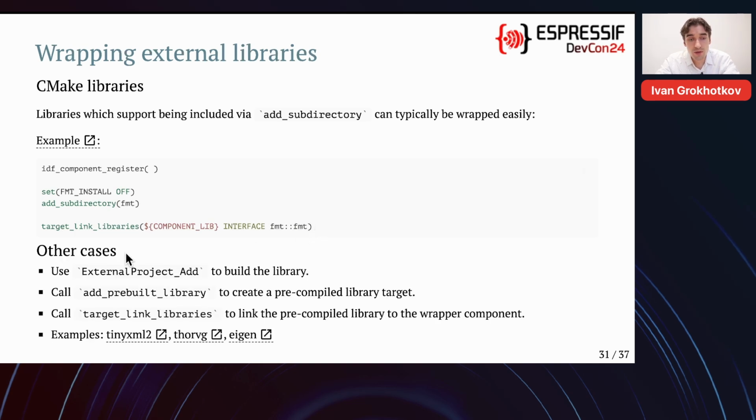There are other cases where it becomes a bit more complex. For example, if the library doesn't use CMake build system, or if the library doesn't support being added using add subdirectory. In this case, you typically have to use external project add command to add the external build step to your CMake application. I will not cover all the details, but there are 3 examples that you can refer to linked here, and they show how to integrate different kinds of libraries into an ESP-IDF component.